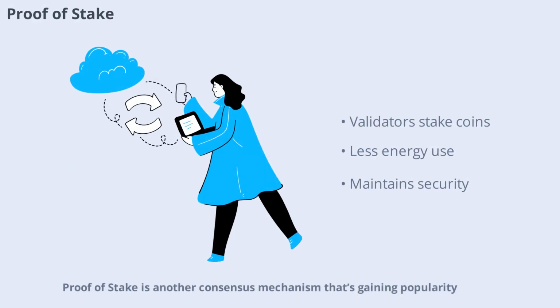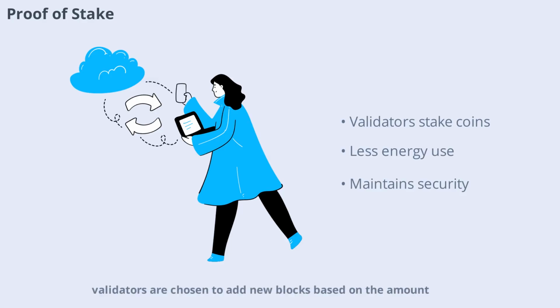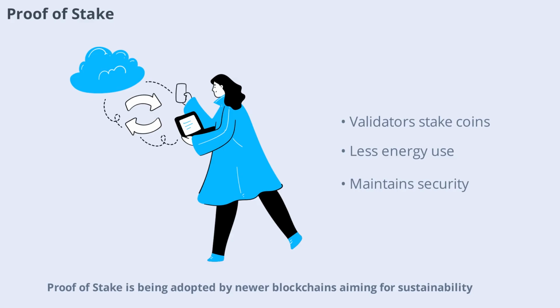Proof of stake is another consensus mechanism that's gaining popularity. Instead of solving puzzles, validators are chosen to add new blocks based on the amount of cryptocurrency they hold and are willing to stake as collateral. This method uses far less energy than proof of work and still maintains security and fairness. Proof of stake is being adopted by newer blockchains aiming for sustainability.